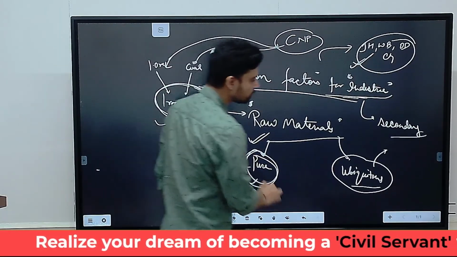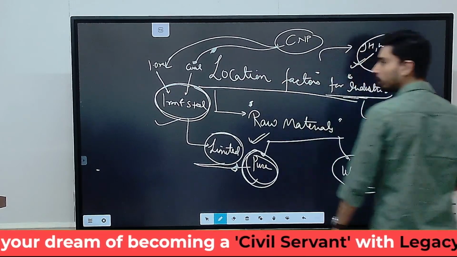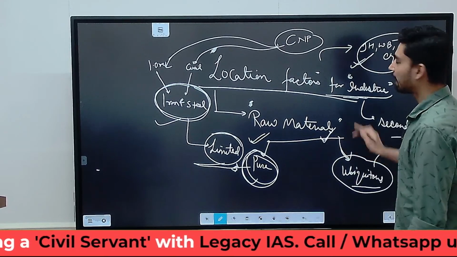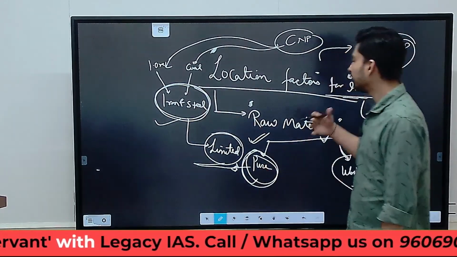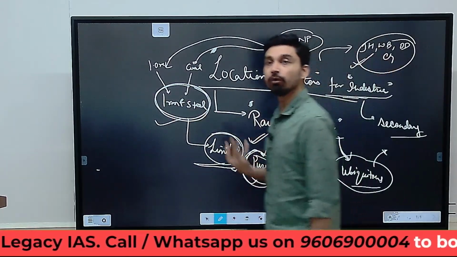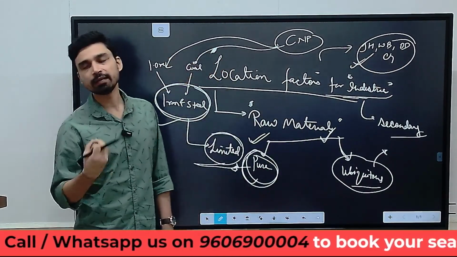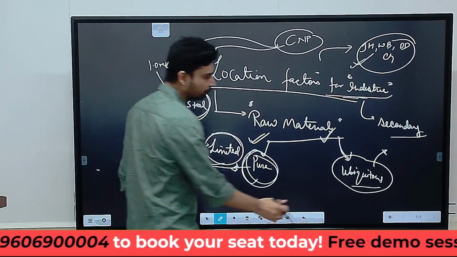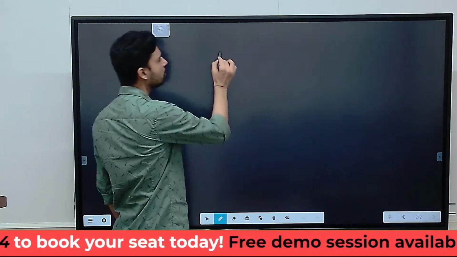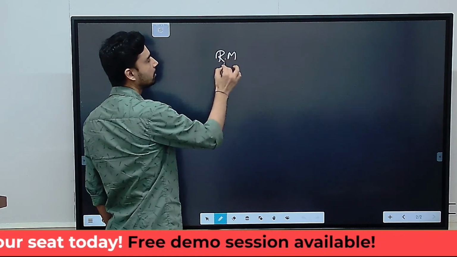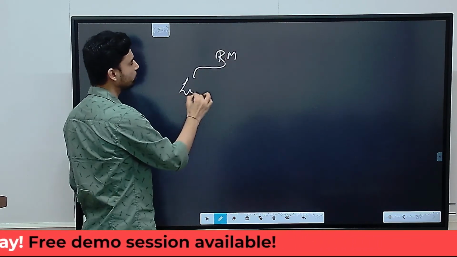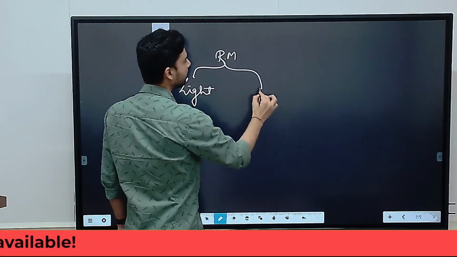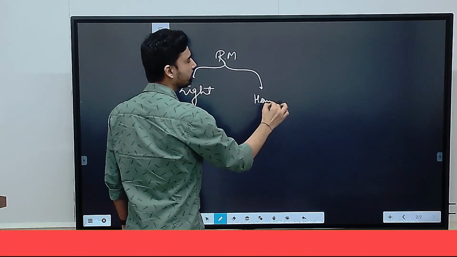Some industries which have ubiquitous raw material generally do not take into consideration the availability of raw material. Rather, they move to areas closer to the market so that they can cater to the demand of the consumer. In this also we can have multiple variants. Raw materials can also be divided into two types: some which are light in weight and some which are heavy in weight.